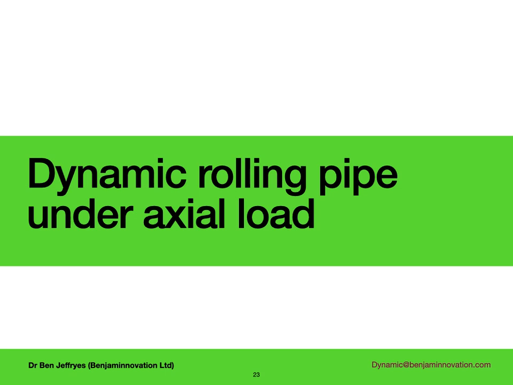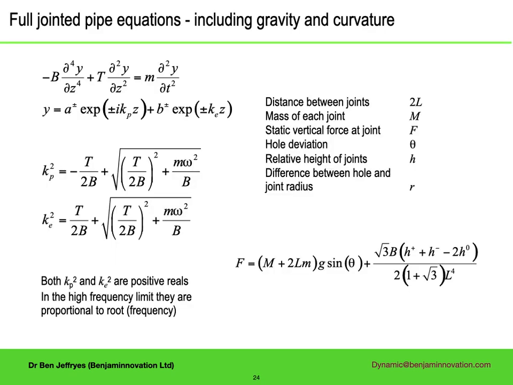That was cylinders. Now, finally, rolling pipe. The difference between rolling pipe and rolling cylinders is that it is not the pipe but the joints that are rolling in the hole. The pipe between joints doesn't have any contact, so the equations satisfied between the joints are the equations for pipe under axial load.